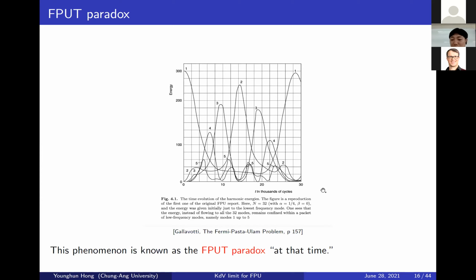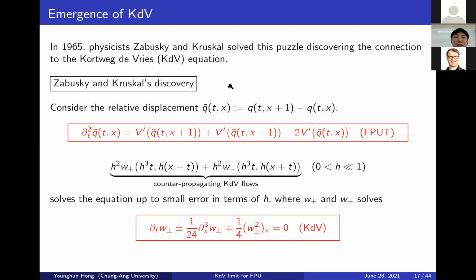And this puzzle was actually solved by two physicists, Zabusky and Kruskal, by discovering the connection to the KdV equation. And what they found is very surprising. If we take this kind of ansatz, where W plus and W minus are solutions to the KdV equation, then this ansatz almost solves the Fermi-Pasta-Ulam-Tsingou system, up to a small error in terms of the small parameter. I don't know how they did that, but they found this.